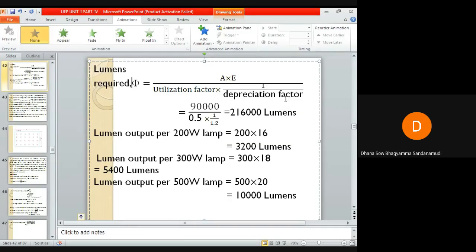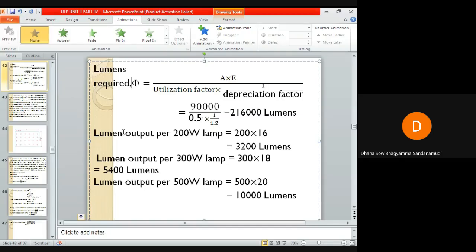So you know A into E, just now you have calculated. Utilization factor also you know, into 1 by depreciation factor. So you just solve this, you will get this value. You can recheck the values by your calculator. So 90,000 by 0.5 into 1 by 1.2, you will get this.